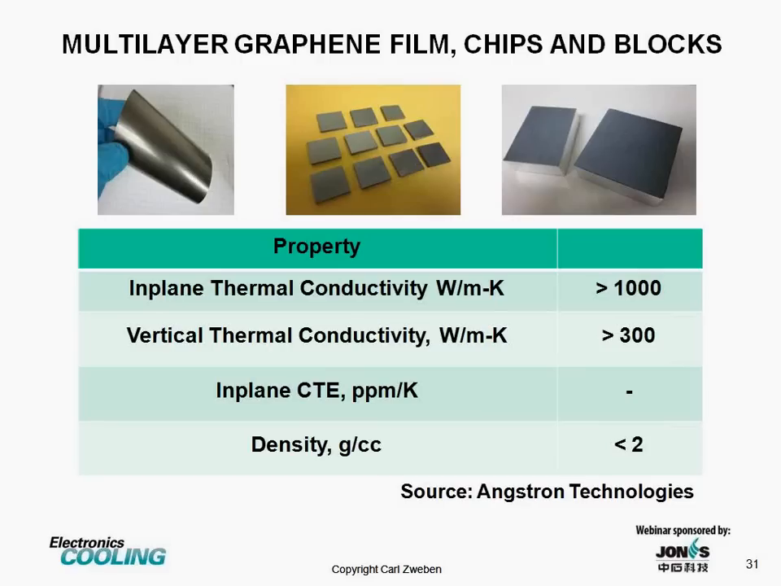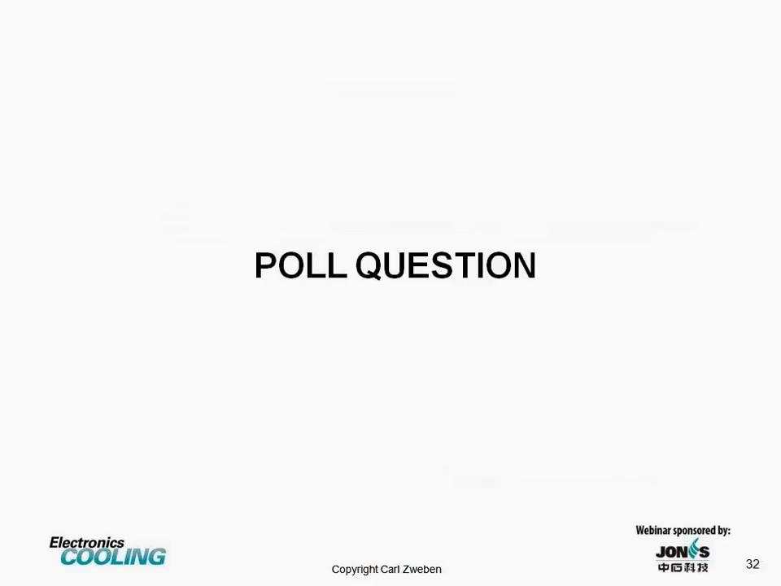This is an experimental product. It's multi-layer graphene film. This is multiple layers of graphene, and it's available as a film, chip form, and in blocks. Notice we have an in-plane thermal conductivity over 1,000 watts per meter Kelvin. Vertical thermal conductivity is reportedly over 300 watts per meter Kelvin. That's a significant breakthrough compared to other forms of graphitic materials. Density is less than 2, so again we have a significant weight advantage.